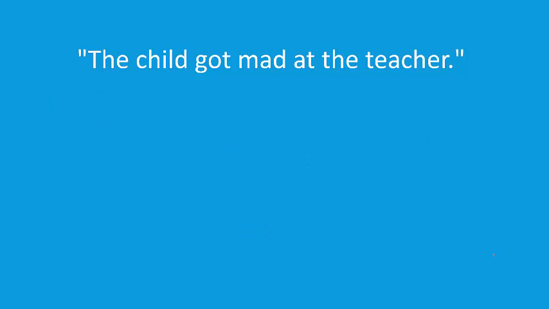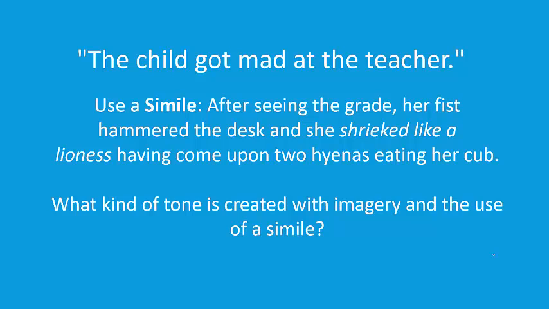The second example, we could use a simile. So after seeing the grade, her fist hammered the desk, and she shrieked like a lioness, having come upon 2 hyenas eating her cub. So the italicized words, shrieked like a lioness, that's our simile right there. And what kind of tone is created with this imagery and the use of a simile? So you can pause and think about that for a second before moving on to the next example.